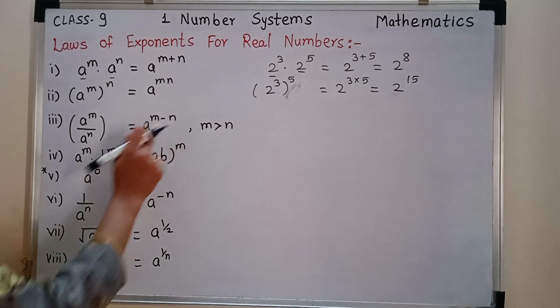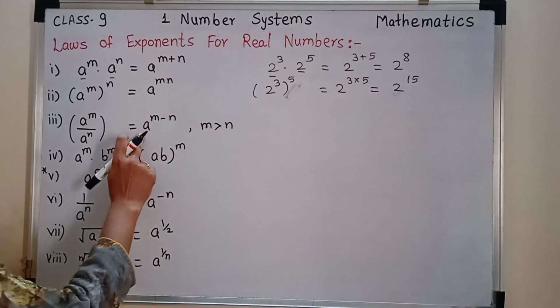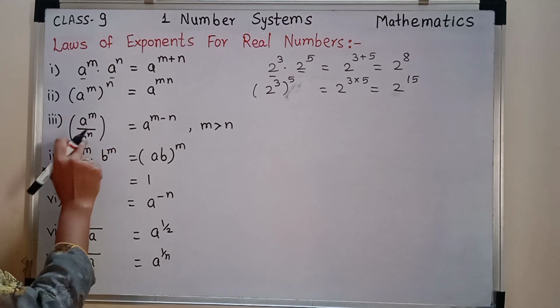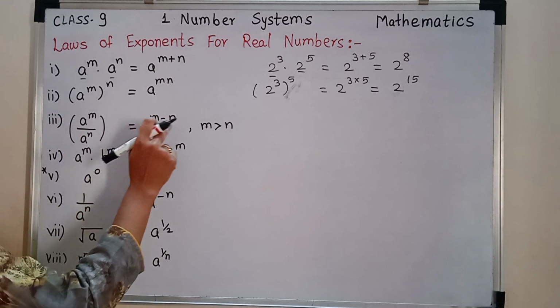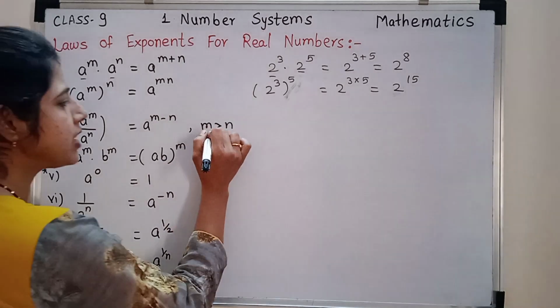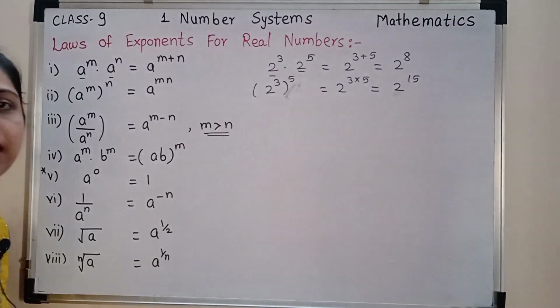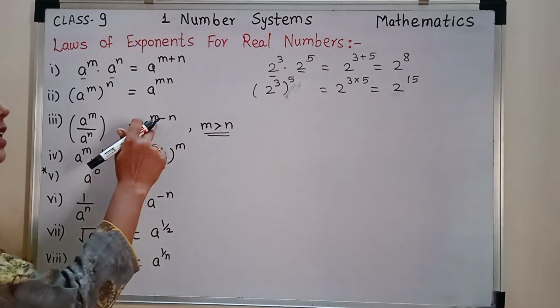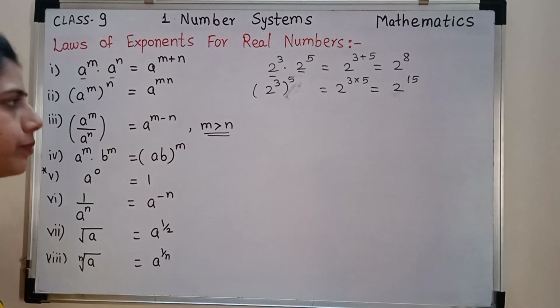Next is अगर डिवीजन है बेस सेम है a raised to m divided by a raised to n तो powers का subtraction होगा that is a raised to m minus n. I repeat once again, a raised to m divided by a raised to n equal to a raised to m minus n, such that condition should be that m is greater than n, unless and until यहाँ पे ये power आ जाएगा negative.